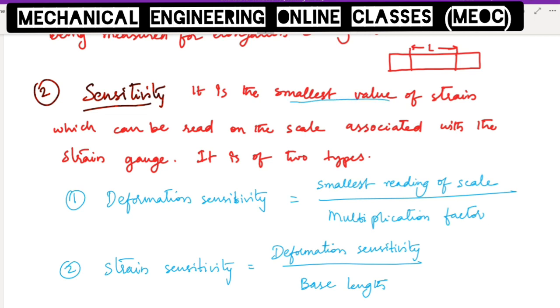Sensitivity is of two types: the deformation sensitivity and the strain sensitivity. Deformation sensitivity is the ratio of the smallest reading of the scale to the multiplication factor, and strain sensitivity is the ratio of the deformation sensitivity to the base length.